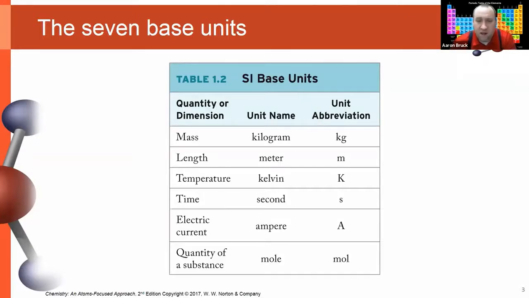And so for mass, our base unit is the kilogram. The base unit for distance or length is the meter. The base unit for temperature is Kelvin. More about that in a little bit. The base unit for time is the second. The base unit for electrical current is the ampere, or the amp. We won't touch on that one too much until Gen Chem 2, Chem 106. The quantity of a substance is the mole. We'll talk about that one a lot this semester, especially toward the end.